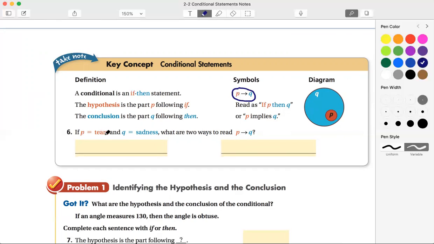So if P equals tears and Q equals sadness, what are two ways to read P implies Q? So we could say if tears, then sadness. Or we could say tears imply sadness.